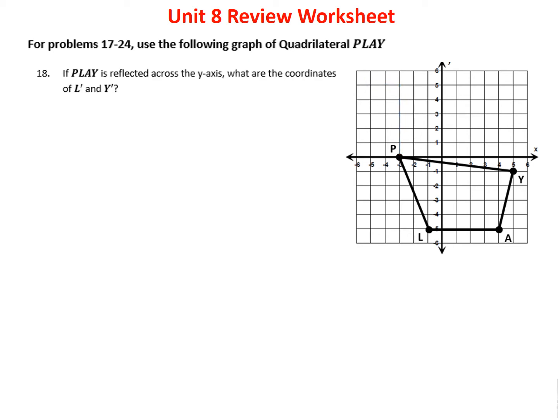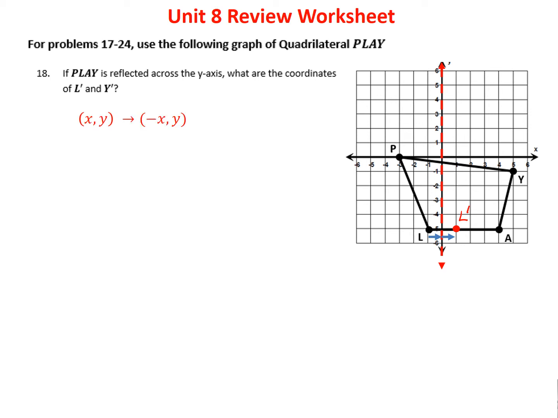Number 18, we're going to take the same quadrilateral and reflect it across the y-axis. What are the coordinates of L prime and Y prime? Well, the y-axis is right here. And so remember, when you reflect across, however many units it takes to get to the y-axis, you go across the same amount in the other direction. So in this case, L gets 1 over there, so 1 over there. So there's my new L prime. So this is going to be L prime right here. And that looks like it is 1, minus 5.